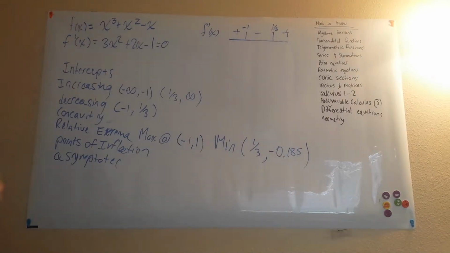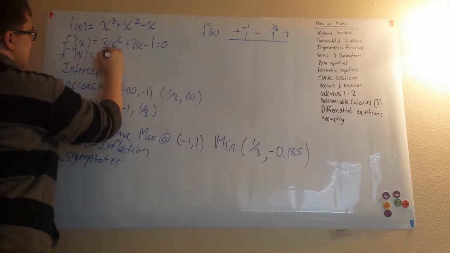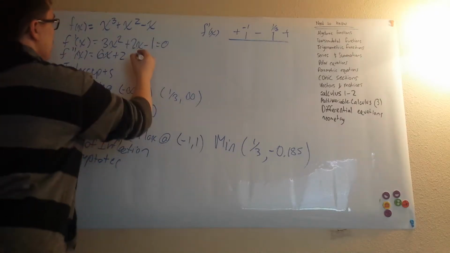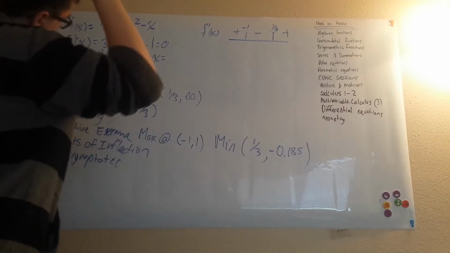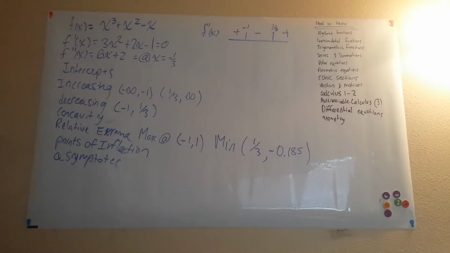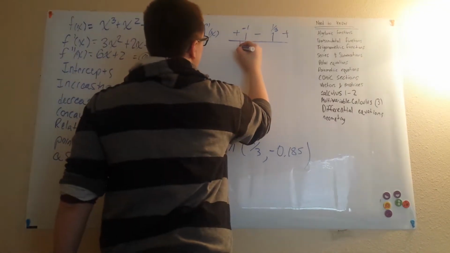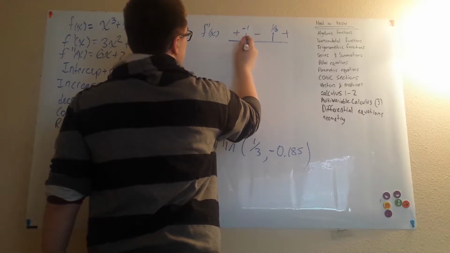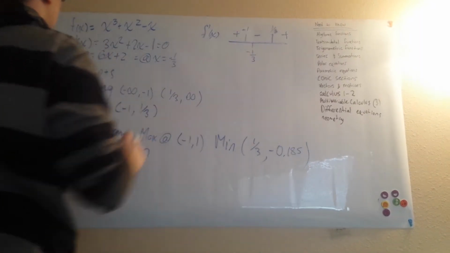Okay. Can we find the second derivative? Yeah. That's 6x plus 2. When does that equal 0? Well, that's equal to 0 at x equals -1/3, right? Well, that's a potential point of inflection, right? So a potential point of inflection at -1/3. We're going to have to test for concavity there.